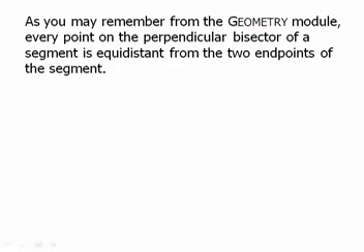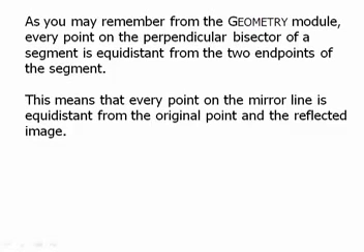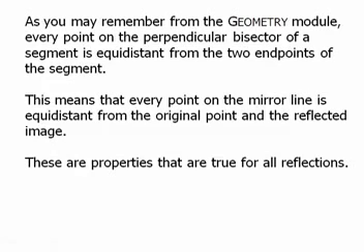As you may remember from the geometry module, every point on the perpendicular bisector of a segment is equidistant from the two endpoints of the segment. This means that every point on the mirror line is equidistant from the original point and the reflection. These properties are true for all reflections. So these are really big ideas.